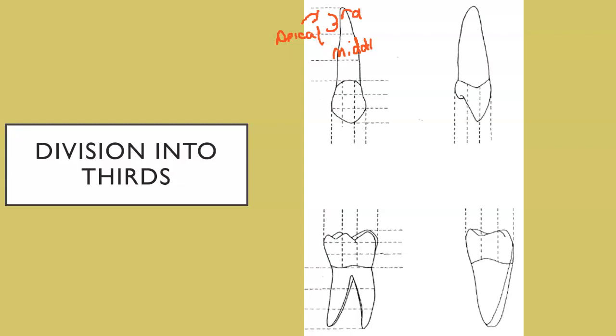And I'm just going to put a 3. Middle third. This one, because it's towards the cervix or the neck of the tooth, would be considered our cervical third.